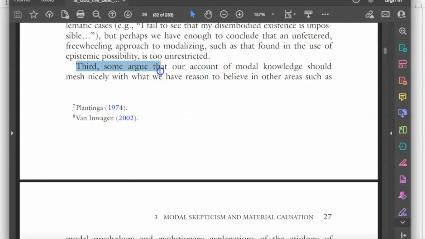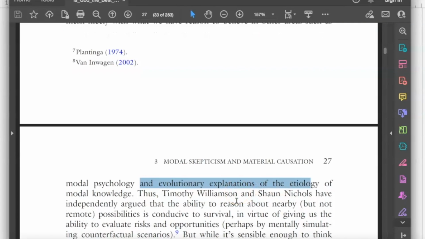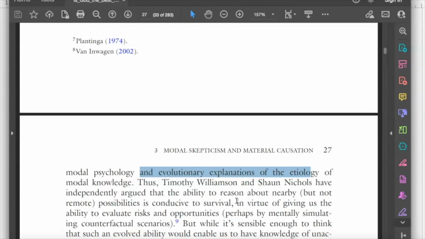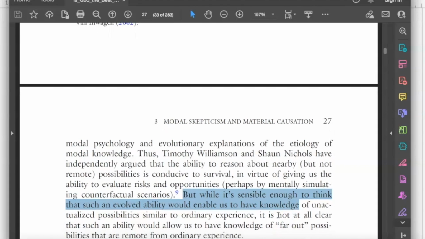Third, some argue that our account of modal knowledge should mesh nicely with what we have reason to believe in other areas, such as modal psychology and evolutionary explanations of the etiology, or causal origins, of modal knowledge. So, for instance, Timothy Williamson and Sean Nichols have independently argued that the ability to reason about nearby, but not remote, possibilities is conducive to survival, in virtue of giving us the ability to evaluate risks and opportunities, perhaps by mentally simulating counterfactual scenarios. That is, scenarios that are contrary to actual fact. But while it's sensible enough to think that such an evolved ability would enable us to have knowledge of unactualized possibilities similar to ordinary experience, it's not at all clear that such an ability would allow us to have knowledge of far-out possibilities that are very removed or quite remote from ordinary experience.